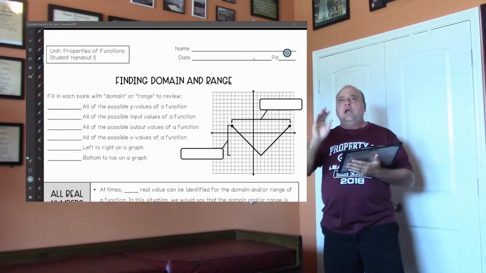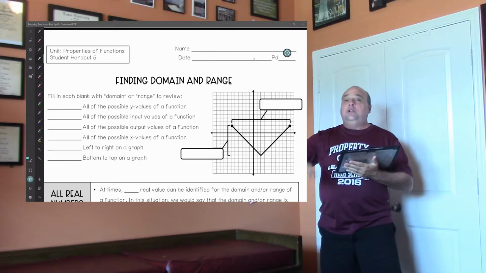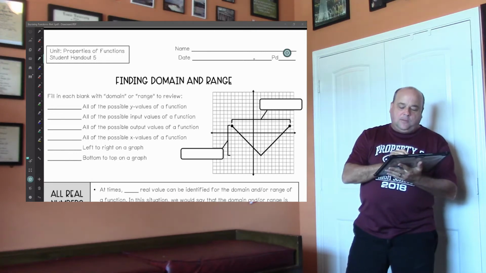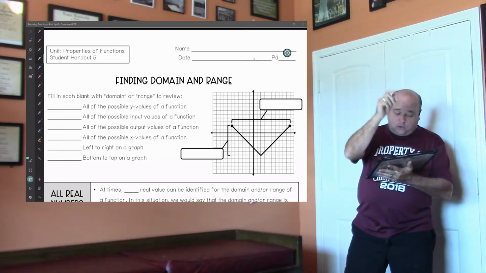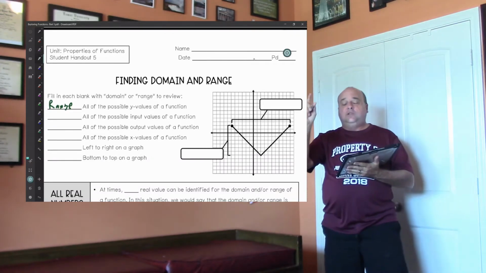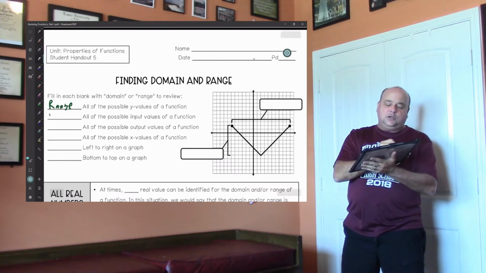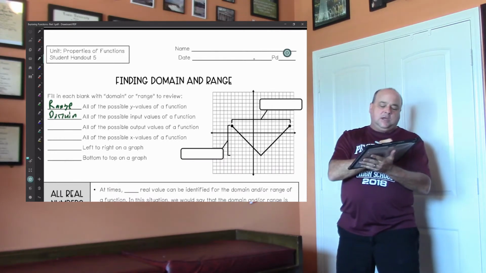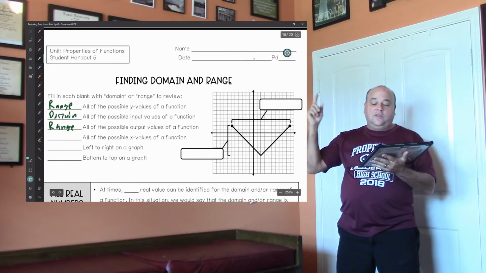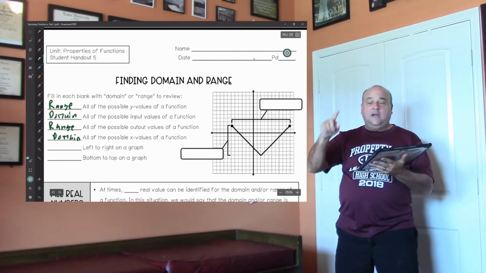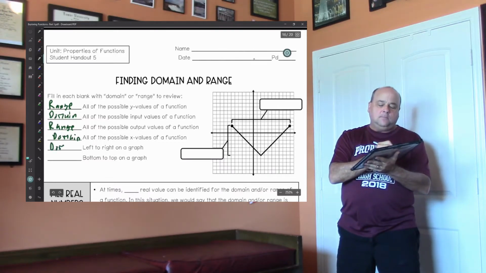Remember, your domain goes from left to right and the range goes from bottom to top. So we're going to fill in the blanks right here. All of the possible y values of a function, that is the range. All of the possible input values, the input is your domain. All of the possible output, the output is the range. All of the possible x values, that is your domain. Left to right on the graph is the domain. And bottom to top on the graph is the range.